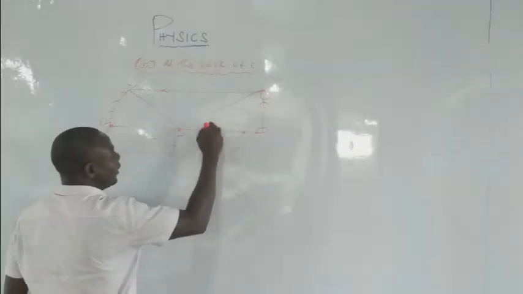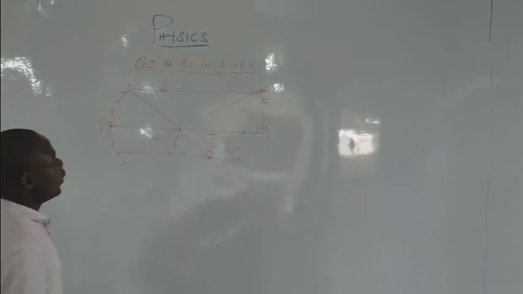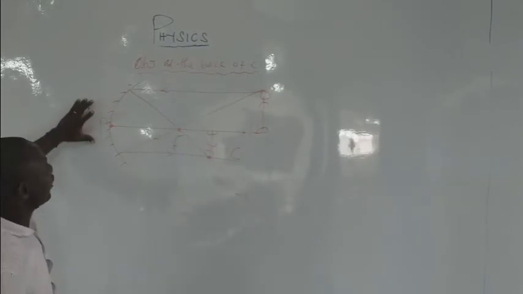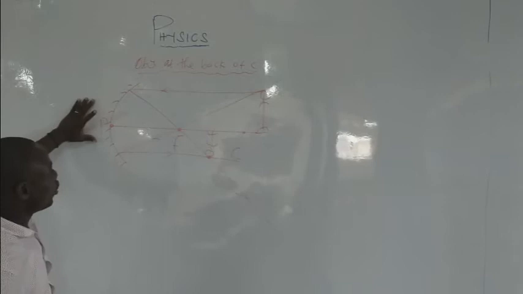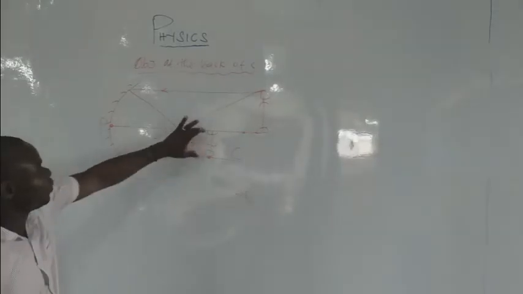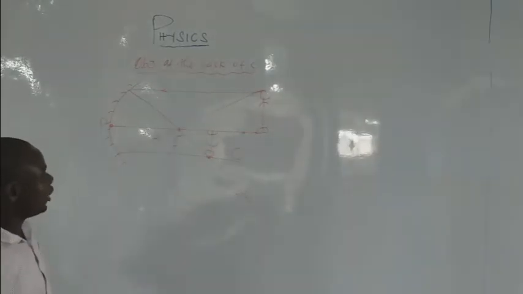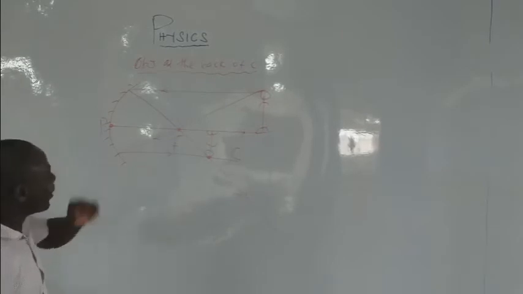Now, what will they ask you? They will ask you to draw the diagram. Then the position of the image is very, very important. Where does the image form? It's very important. Then the characteristics of the image.